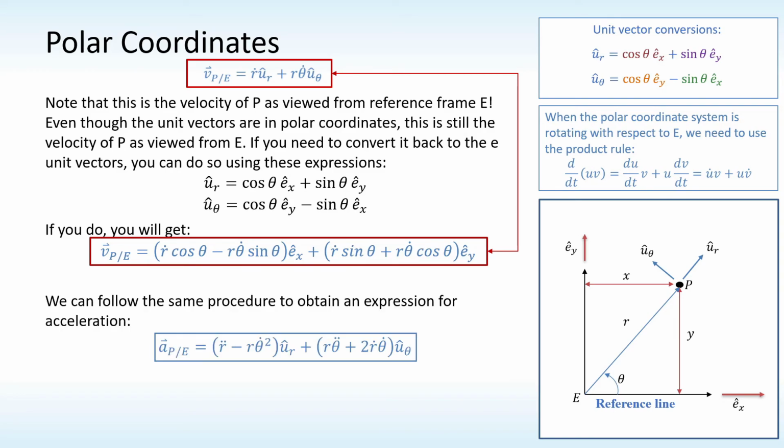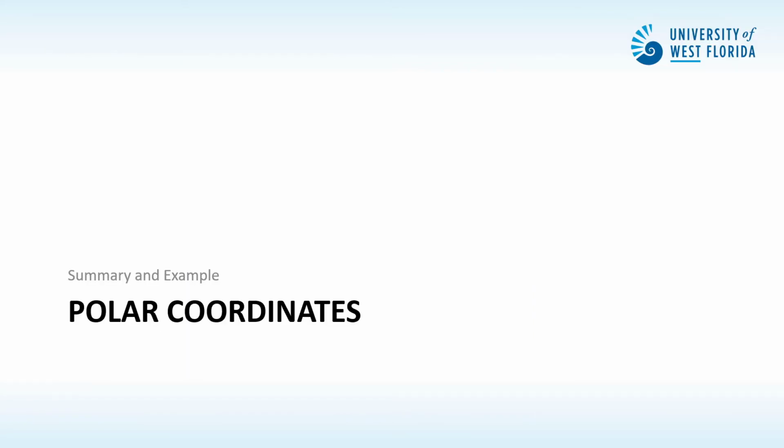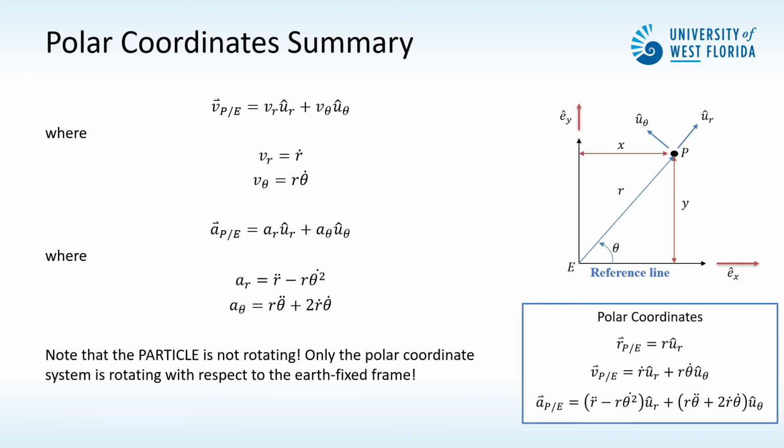If you follow the same procedure for acceleration, you'll end up with this expression, and it converts back to the same equation we obtained when we used only the Cartesian coordinate system. Going forward, we can use these expressions to help us find the velocity and acceleration of a particle using polar coordinates. Be aware that the particle is not rotating, but the polar coordinate system is rotating with respect to the Earth fixed reference frame in order to track the curvilinear motion of the particle.